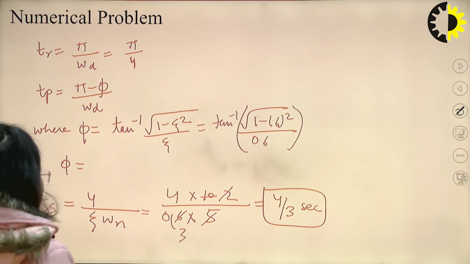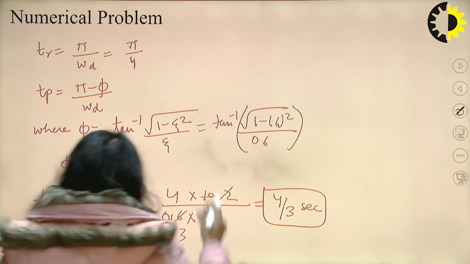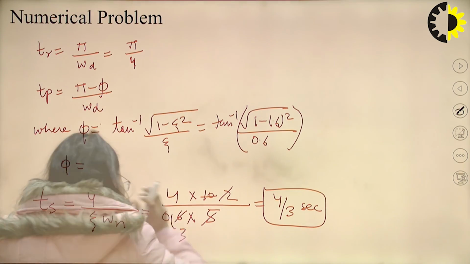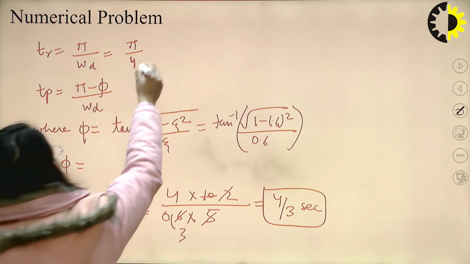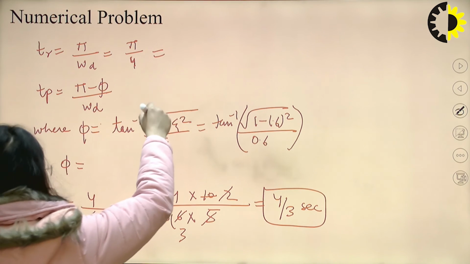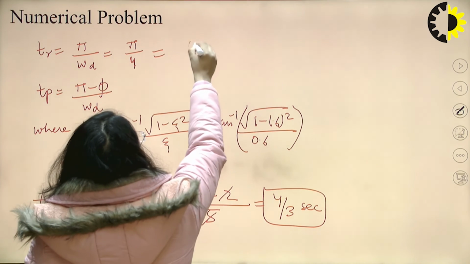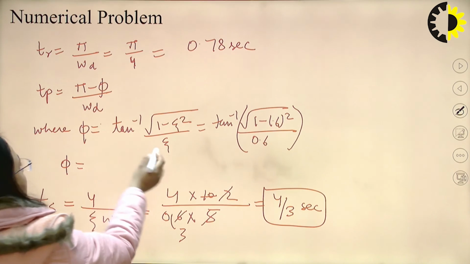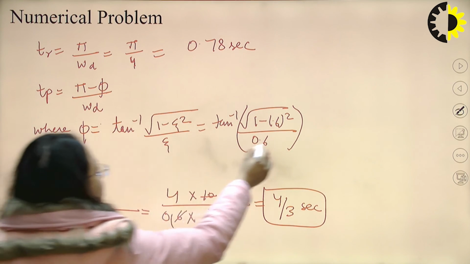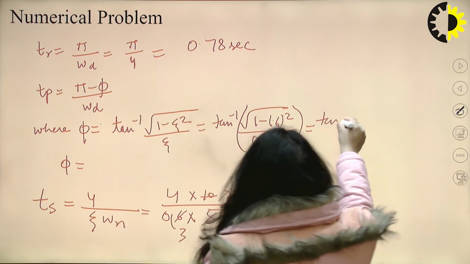Now, while calculating the value of TR, which is pi by 4, it is coming out to be 0.78 seconds.